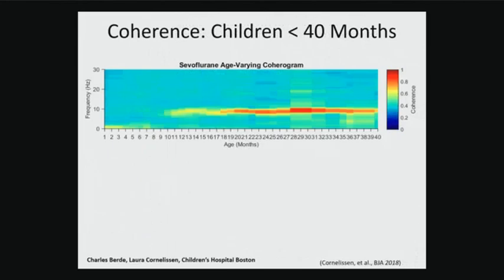In a more recent study, again with Laura Cornelison and Chuck Birdie, we mapped this out in a lot more detail, going up to 40 months of age. So we see this transition seems to happen around maybe 9 or 10 months, and then there's just an evolution that happens in that first few years of life. So it kind of makes sense that this evolving circuit, if we're measuring it and the physiology is right, ought to track with behavioral changes.